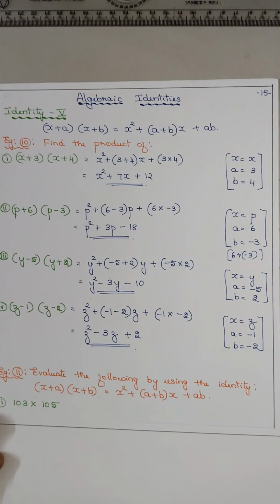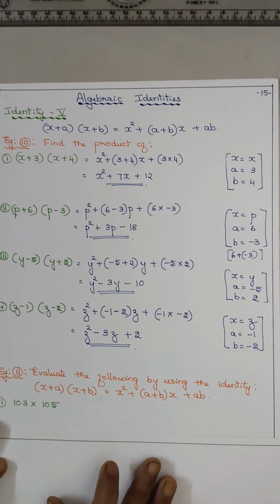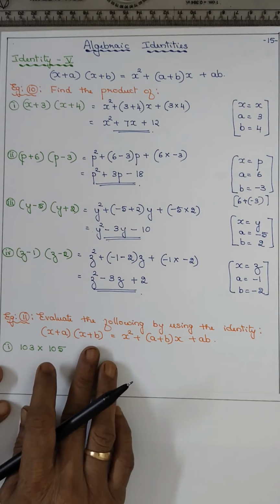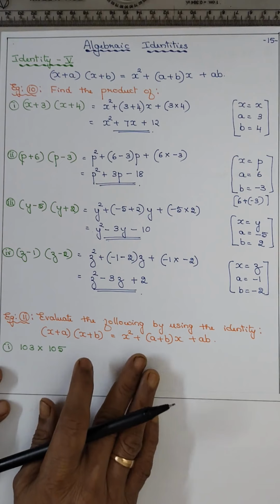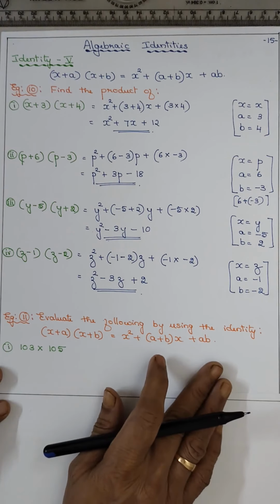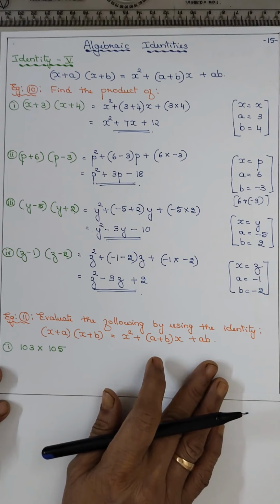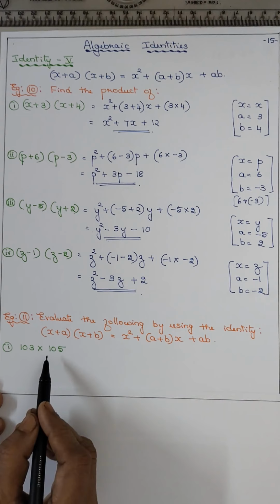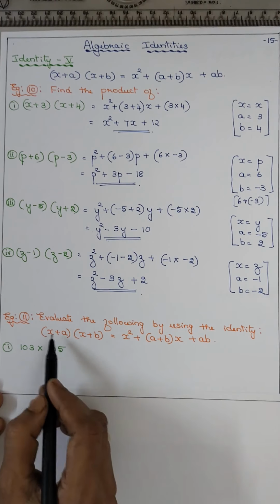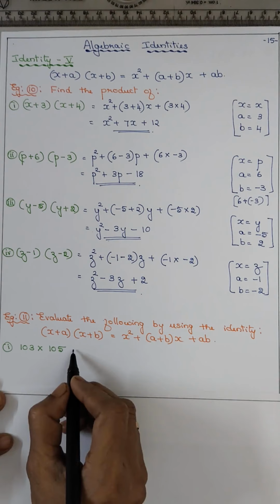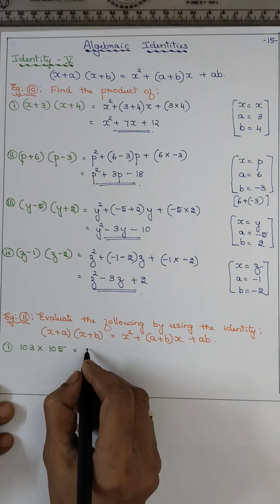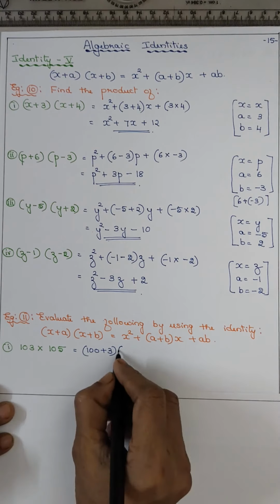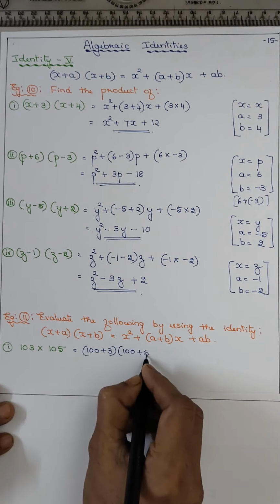Now coming to the example 11. Evaluate the following by using the identity (x plus a)(x plus b) is equal to x squared plus (a plus b) into x plus ab. Now the numbers are given 103 and 105. You know, first term is same, isn't it? So 103 can be written as 100 plus 3. 105 can be written as 100 plus 5, isn't it?